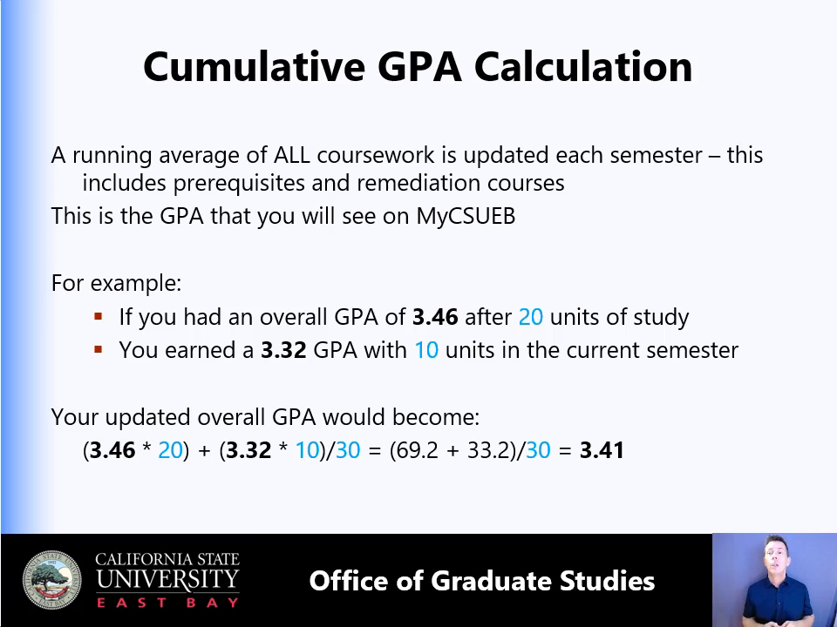So you multiply each term GPA by the number of units attempted in that term, sum them, and then divide by the total number of units across all the terms. Your term and cumulative GPAs are available on your unofficial transcript, which is available through My CSUEB.